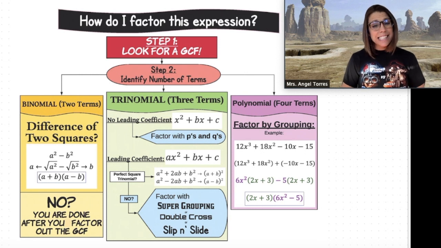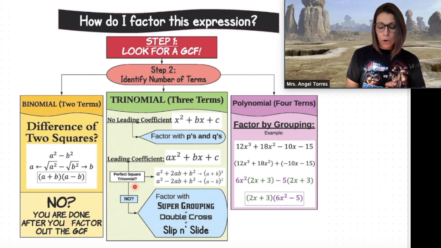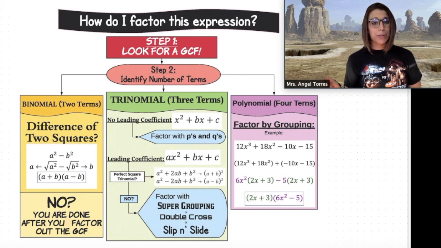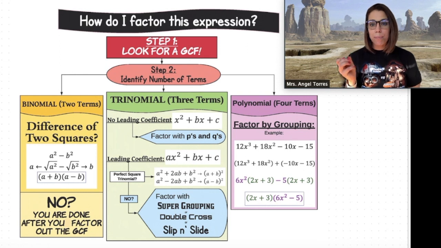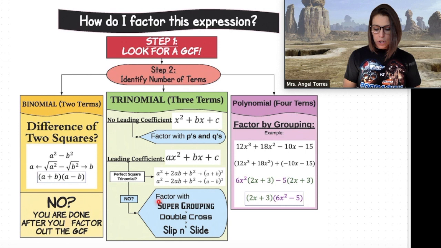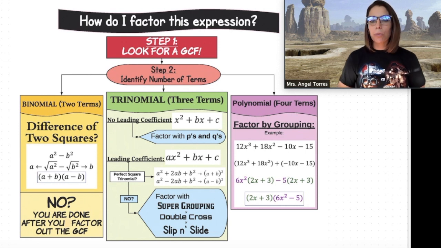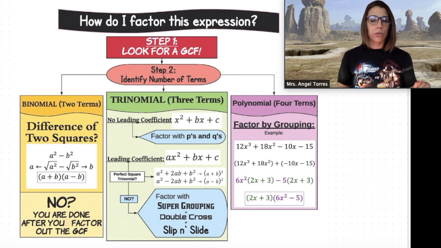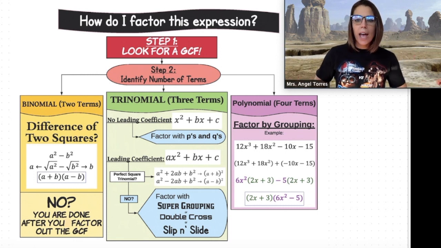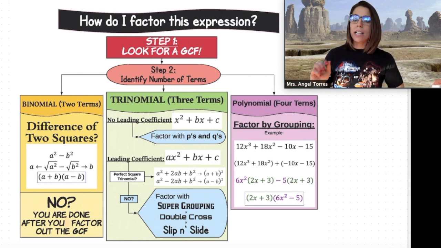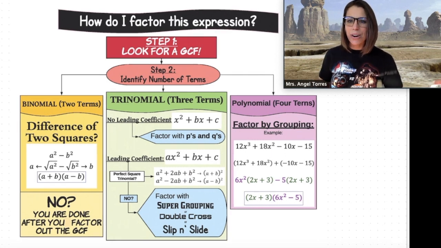However, if there is a leading coefficient, you either have to determine if it's a perfect square trinomial, one of those special cases, where the first and the last terms are perfect squares and that middle term is double their product. Or we have to use our methods of supergrouping, slip and slide, or double cross, all of which are used to factor those trinomials. So the best way to use this flowchart is to go ahead and look at some expressions. So let's grab those notes and get started.